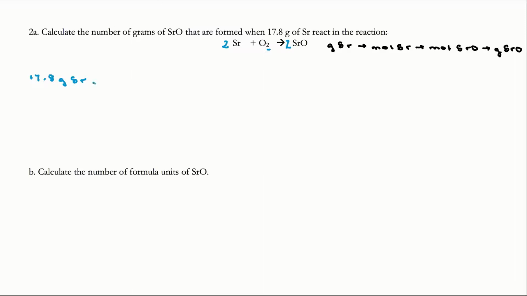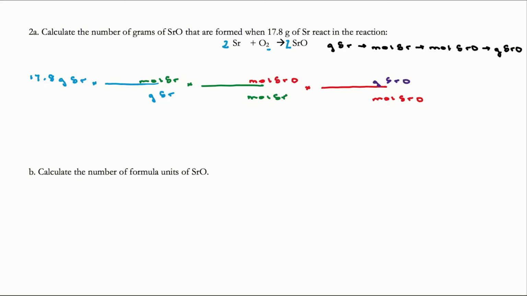Okay, so let's actually do those steps. So first, I need to get out of grams of strontium, and I'm going to put moles of strontium up top. Then I want to get out of moles of strontium because I want to get into moles of strontium oxide. Okay, then I want to get out of moles of strontium oxide, and I want to get into grams of strontium oxide.